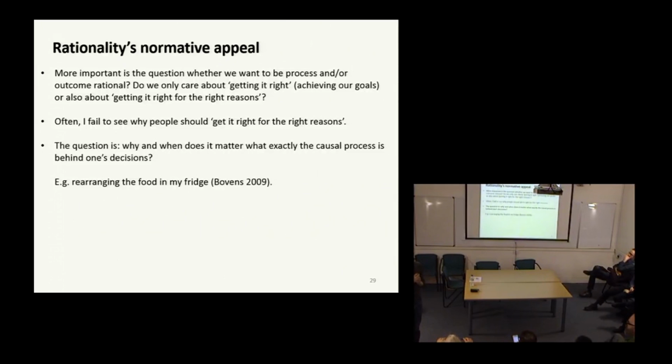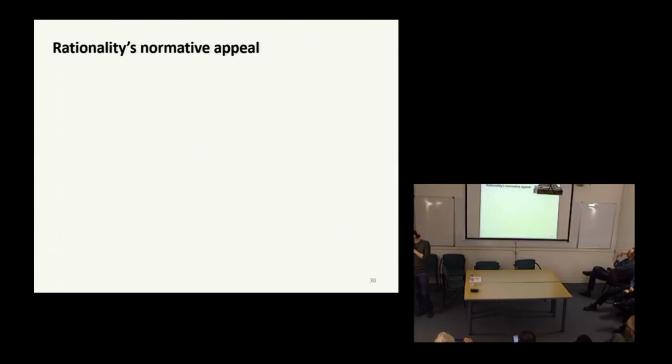To me, that's not really relevant. I don't really care about what exactly is going on in this case. I don't really care about getting it right for the right reason. I don't want to be paying attention every time I go into the fridge and doing things for the right reasons. Often I want to have the automatic system in control because it facilitates things. As long as I can trust the automatic system to be steered in the direction that I reflectively endorse, I don't have a specific reason to value process rationality in these kinds of cases.